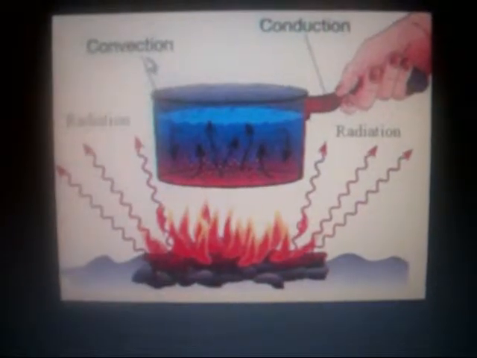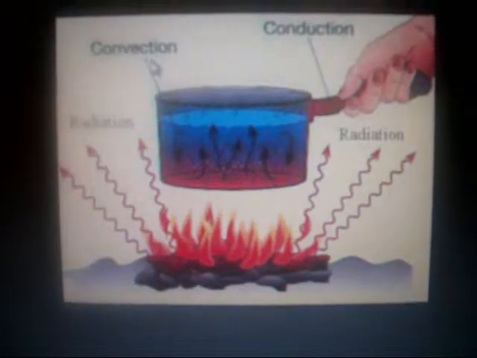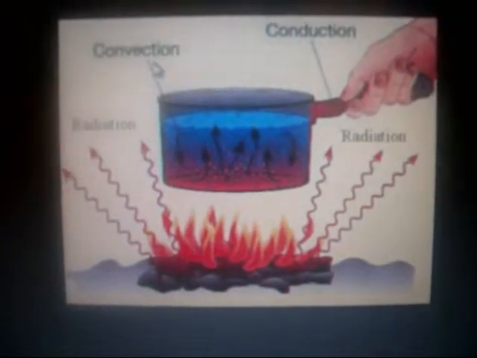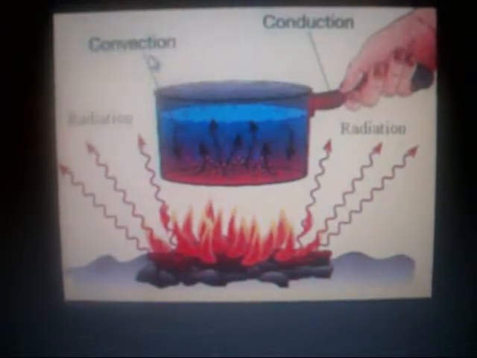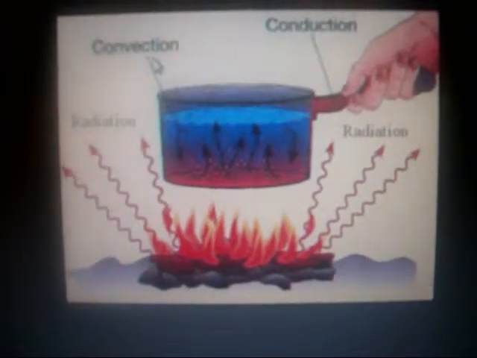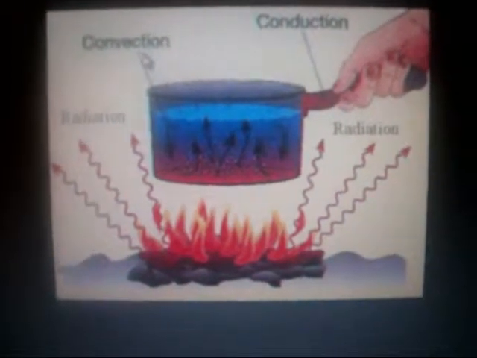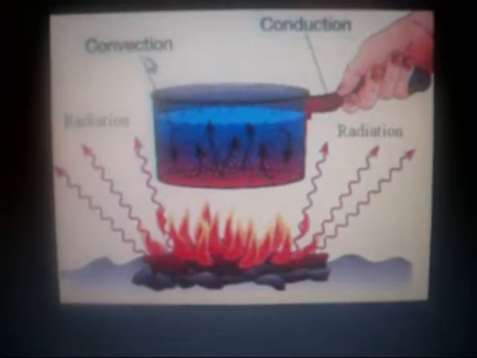There are 3 types of heat transfer. Conduction, which is like frying an egg. Convection, which is like warming a room with forced warm air. And radiation, which is like getting a suntan or a sunburn.